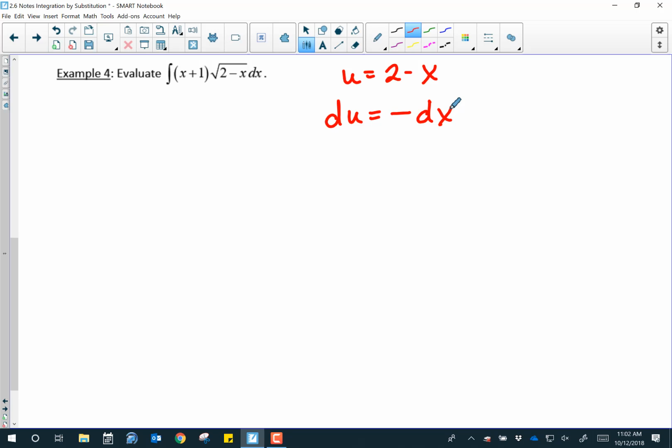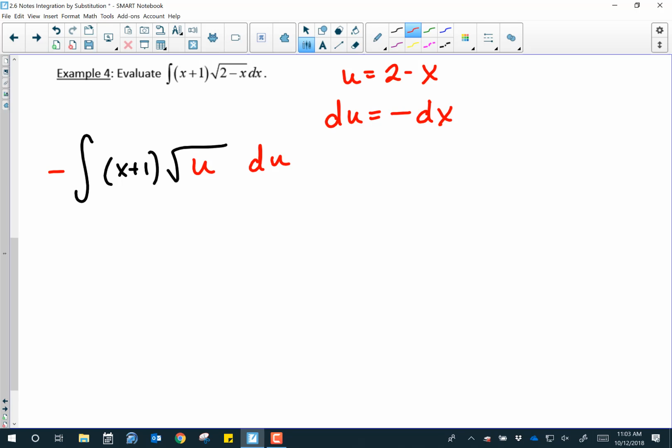So if I substitute what I know, I'm going to keep in black everything that I can't substitute. So x plus 1, I don't know what that is, and then the square root of, I know that that's u, right? And then dx is negative du. So I'm going to have a du, and then let's pull the negative out front. So it's kind of an intermediate step. I just want to make sure you're good with all of my substitutions.